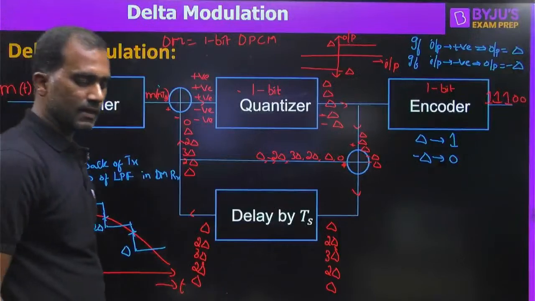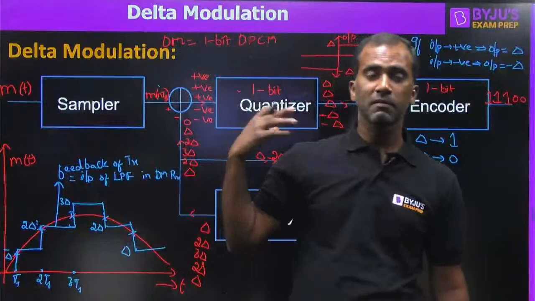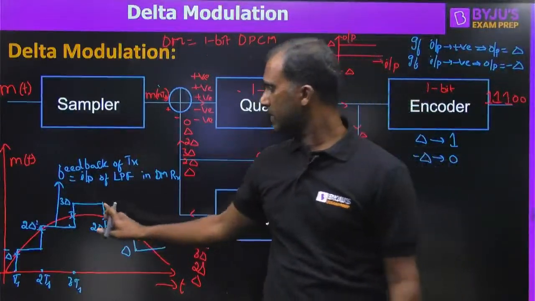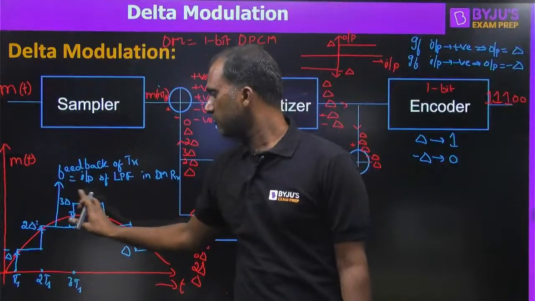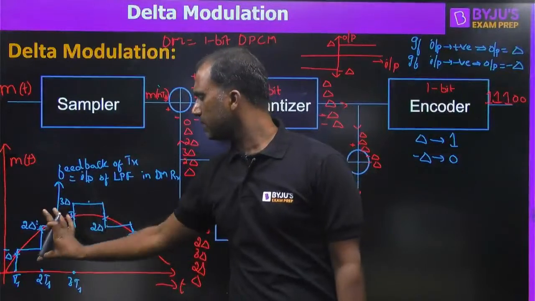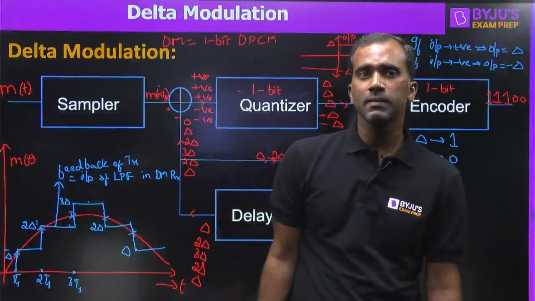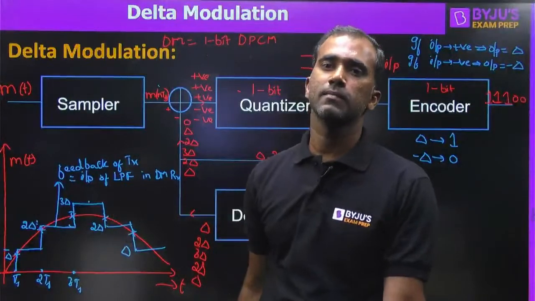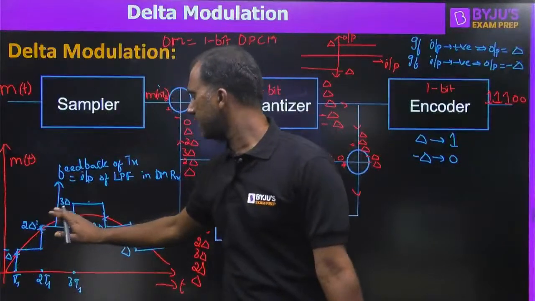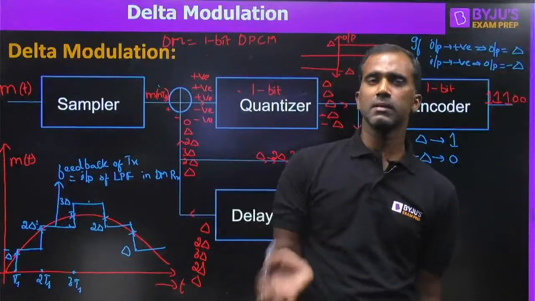Are we getting some reasonable signal at the receiver? Whatever signal you are seeing here, the blue signal, is the same as whatever we are going to receive at the receiver just before the low pass filter, just before smoothening. Now if you pass this through the low pass filter, are we going to get some signal which is similar to the red signal? May not be exactly the same as the red signal, but we get some kind of close signal, right? If you smoothen this waveform, we get some shape which is close to this red signal.